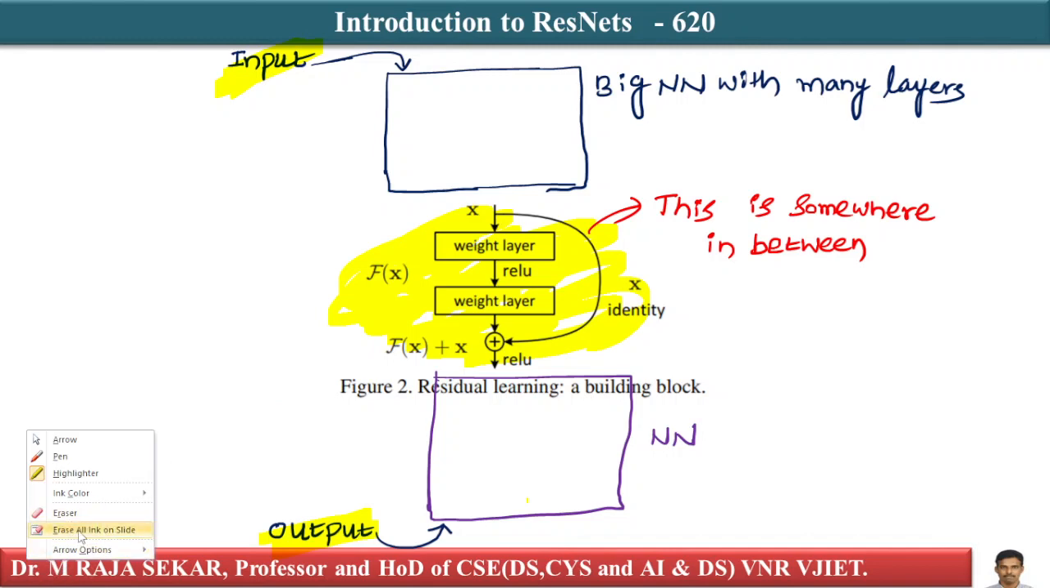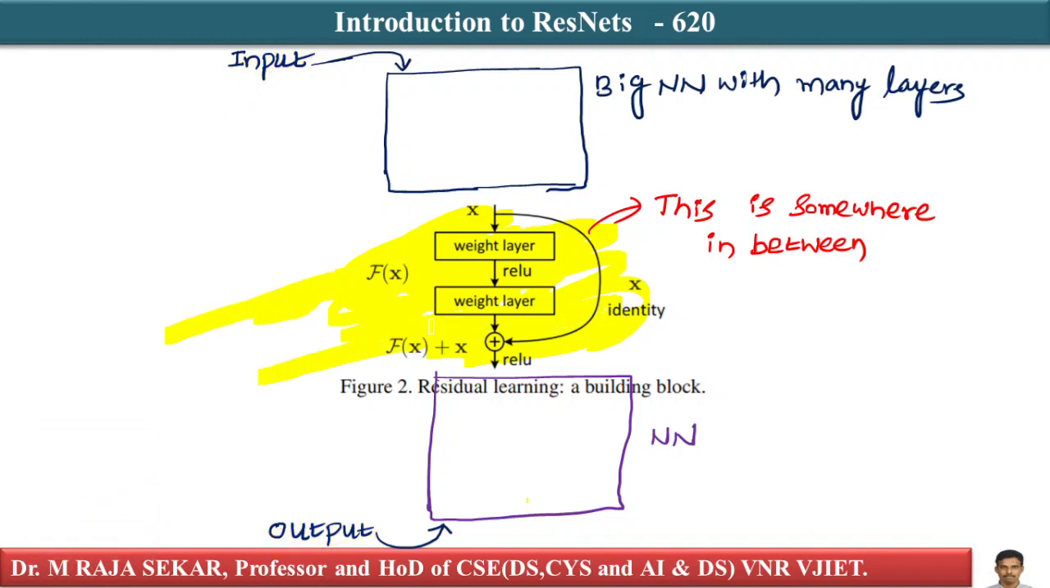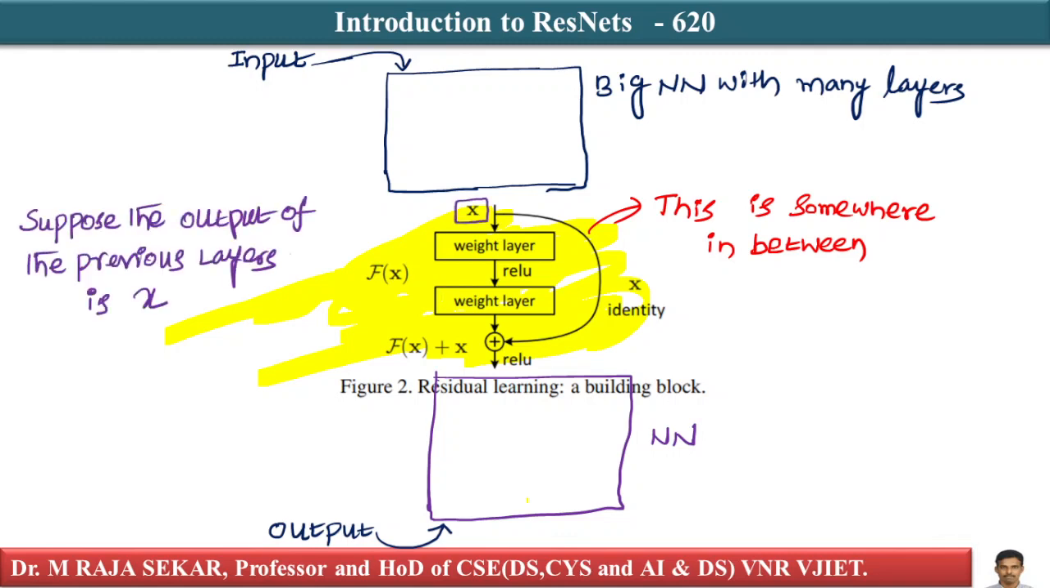Just observe this one. This is one weighted layer, and this is another weighted layer. Suppose the output of the previous layer is x. What is x? This is my x, the output of my previous layer.